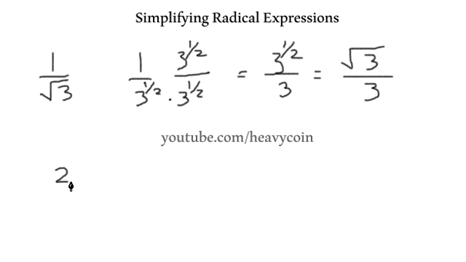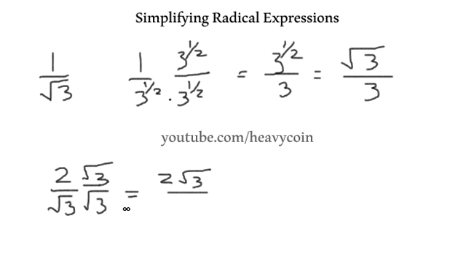So let's say that we had 2 over the square root of 3. So we'd say the square root of 3 over the square root of 3, and this becomes 2 square roots of 3 over the square root of 3 times the square root of 3, which is 3. Just remember how we did it here. Right, and there you go.